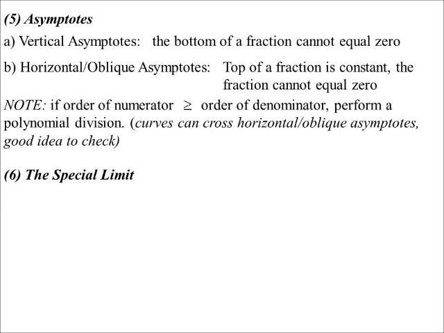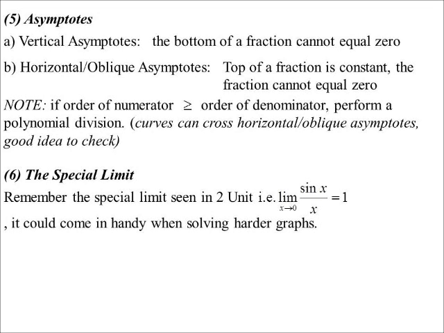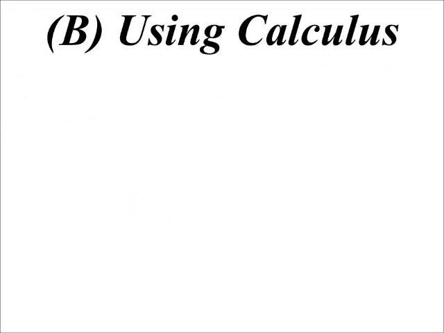And our special limit, well, it's technically a 2-unit limit, although you very rarely get asked questions about it in 2. Now you do see the 3-unit a fair bit. That one, limit as x approaches 0 of sine x on x is equal to 1. So when you're doing harder graphs, that might come into play. Okay. So that's just basically looking at functions and getting an idea.